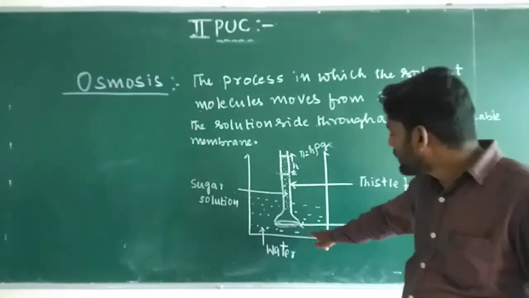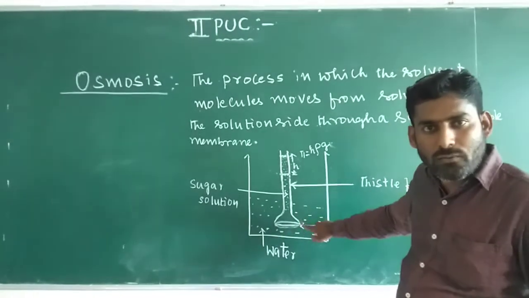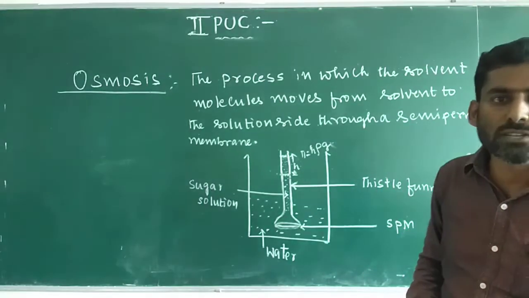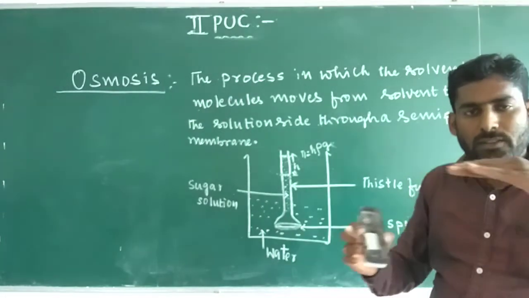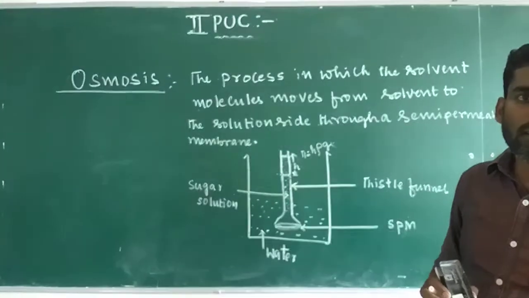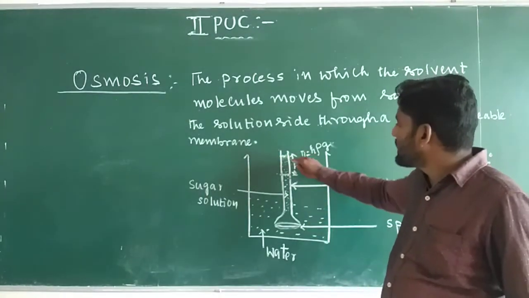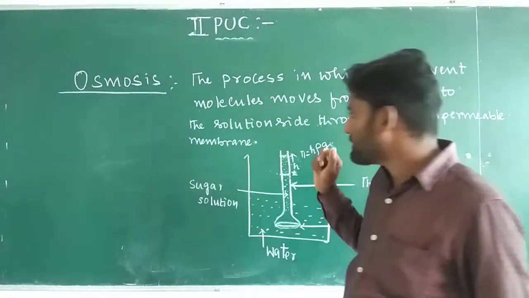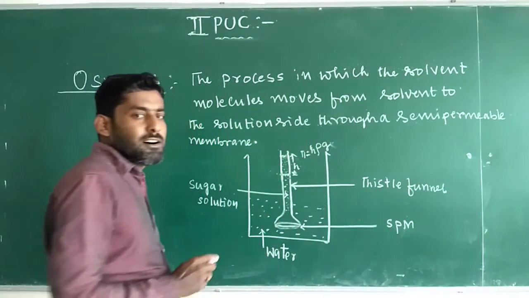until the hydraulic pressure, water pressure, solvent pressure becomes equal to the osmotic pressure of the solution. When both the pressures become equal, osmosis stops. Then the final height of the sugar solution is noted. So this is called osmosis.